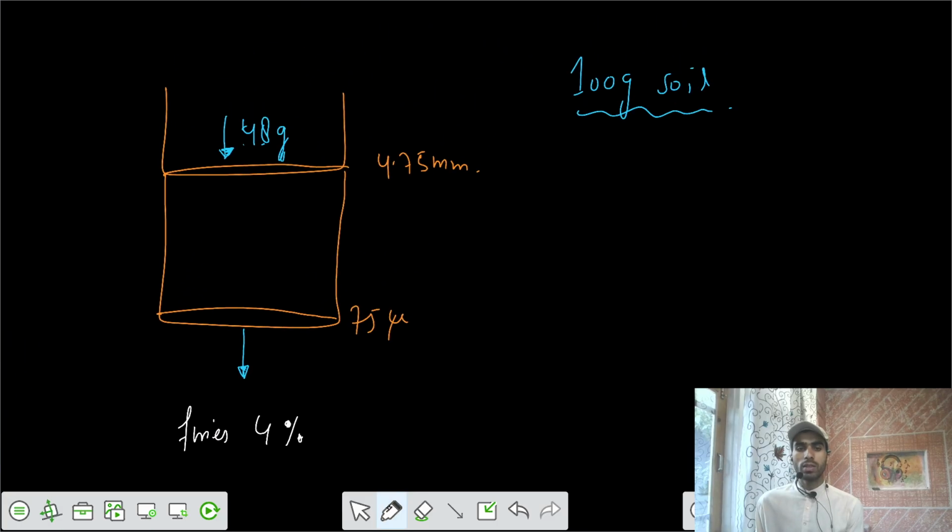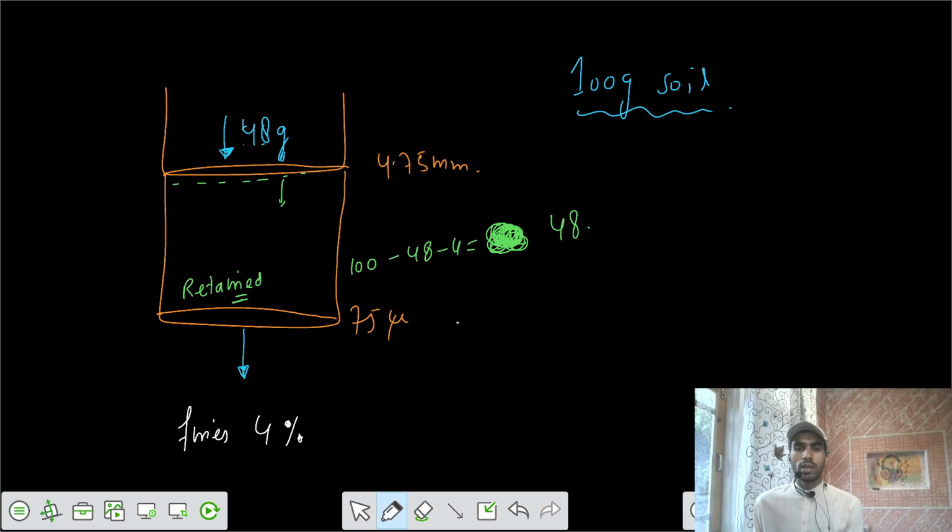Can you tell me what is the part that is left in the range 4.75 to 75 micron? What is the total retained on the 75 micron? That's only present from this point to below. We're not talking about the cumulative. This is only about that particular retainage. So the retainage here would be 100 grams minus 48 grams minus 4 grams. What is that value? Is it 52, 48, 42? I think that's 48.